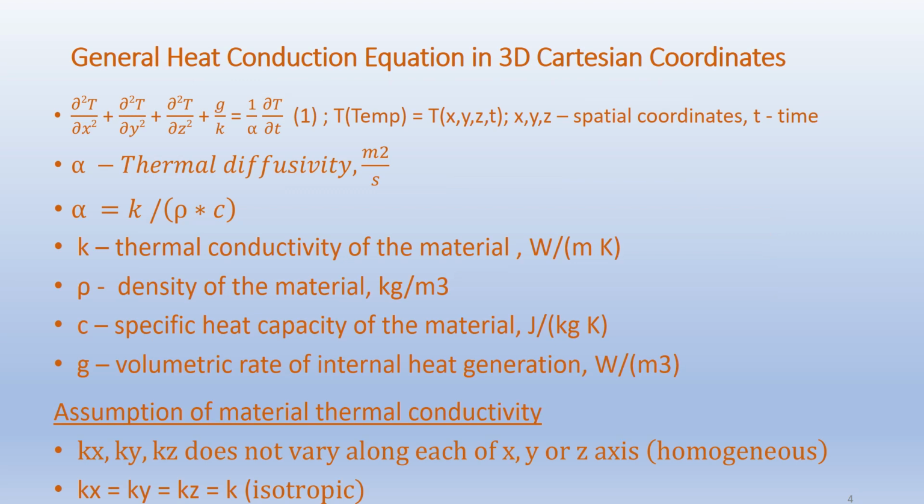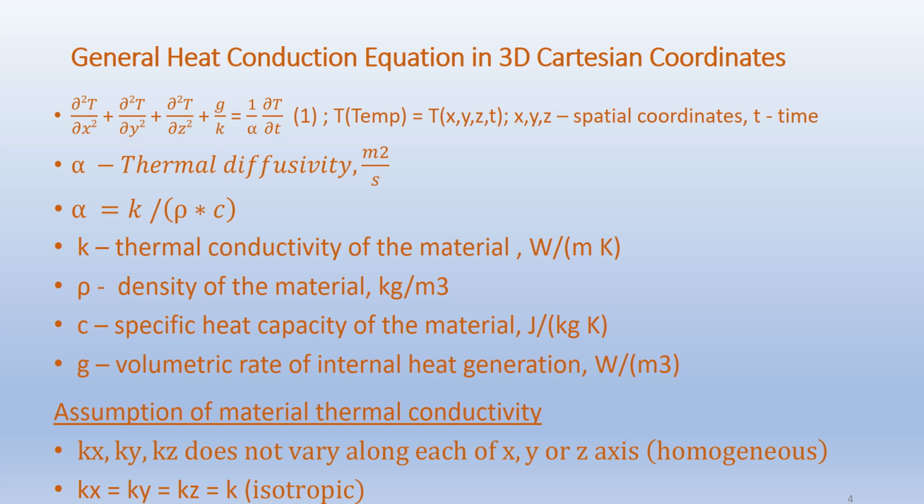Our general heat conduction equation in 3D Cartesian coordinates is given below, that is ∂²T/∂x² plus ∂²T/∂y² plus ∂²T/∂z² plus g over k equals 1 over alpha ∂T/∂t. Here uppercase T is the temperature and is a function of the spatial coordinates x, y, z and time, which is represented by lowercase t.